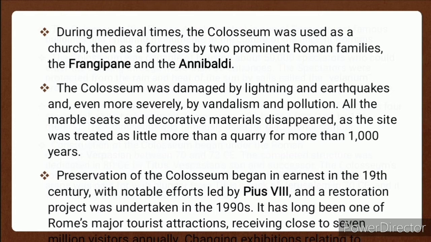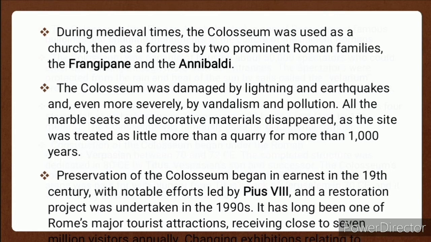During medieval times, the Colosseum was used as a church and as a fortress by 2 prominent Roman families, the Frangipane and the Annibaldi. The Colosseum was damaged by lightning and earthquakes, and even more severely by vandalism and pollution. All the marble seats and decorative materials disappeared, as the site was treated as little more than a quarry for more than 1,000 years.